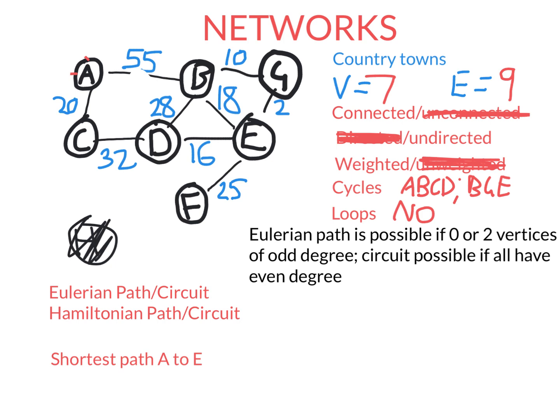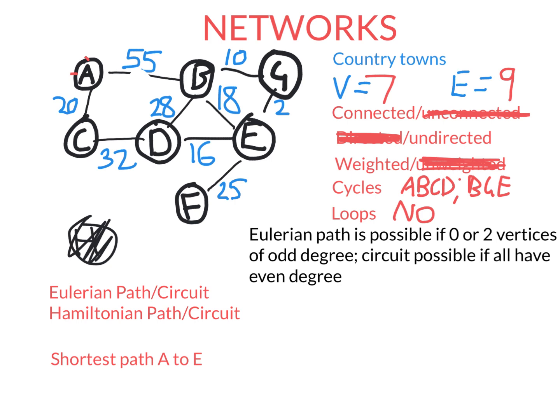So we also need to know when looking at a network whether an Eulerian path is possible and whether an Eulerian circuit is possible. Eulerian paths, if you've forgotten, are paths that go through the whole network, visiting each edge once and only once. So that means they travel along each of these edges, but they never travel along any of those edges more than once. So to determine whether or not an Eulerian path is possible, we need to look at the degrees of vertices.